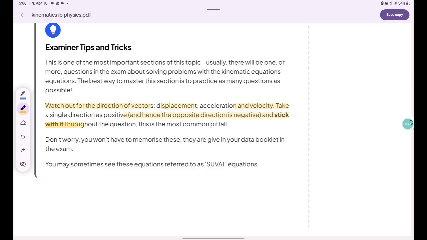Tip number 3, you may sometimes see these equations referred to as SUVAT equations.